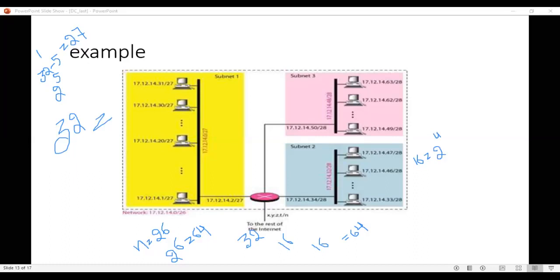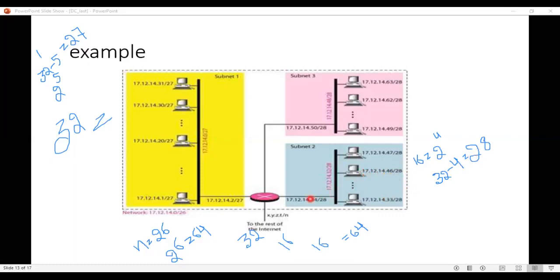So what is the mask? Out of 32, total address is represented by 32 bits. So 32 minus this 4 gives how much? 28. So the mask for this particular subnet is 28. See here, 17.12.14.46 slash 28. This is how you get the mask here.